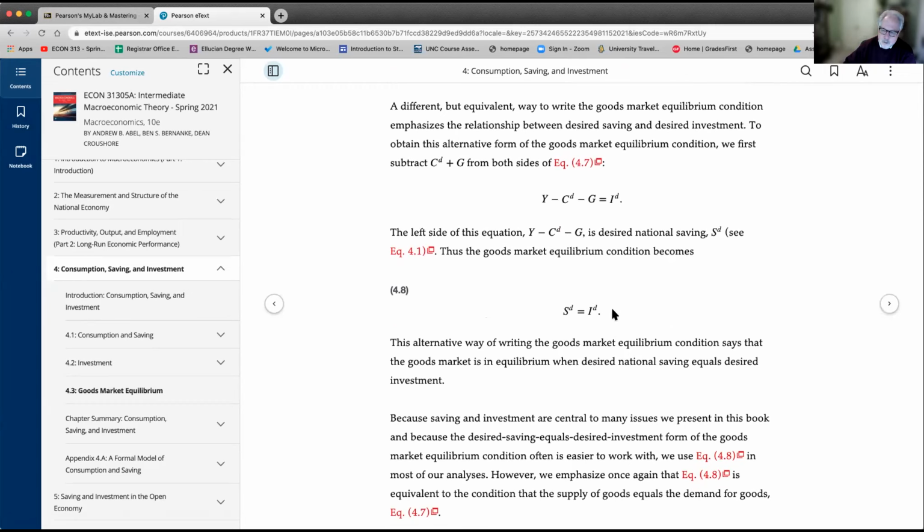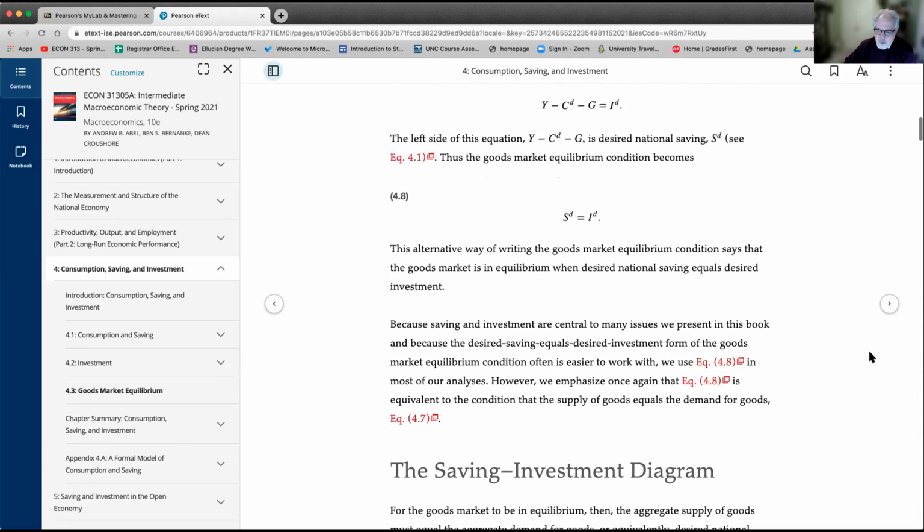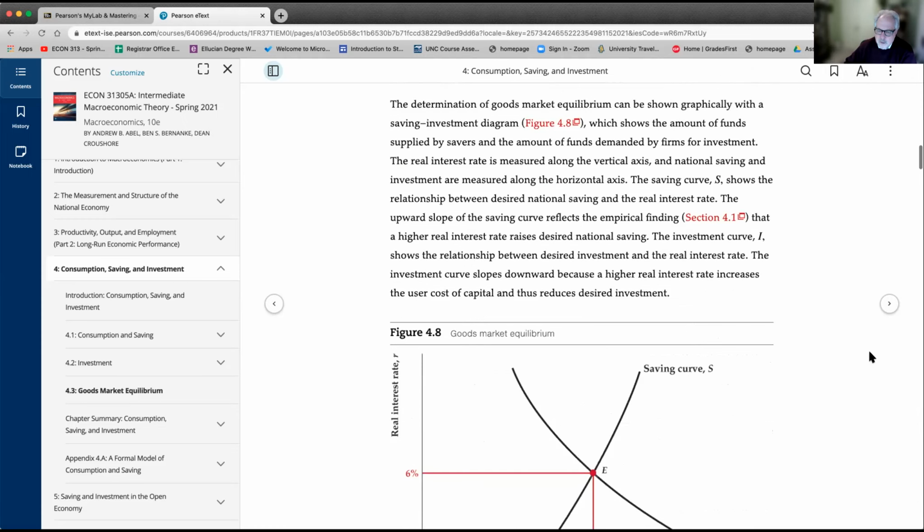We already know this essentially from that uses of saving identity. We have saving equals investment plus the current account. These are desired levels, so it's not just an identity anymore. Things can be out of equilibrium, right? So these are desired levels and not necessarily always the actual levels, right? And then we use a saving investment diagram.